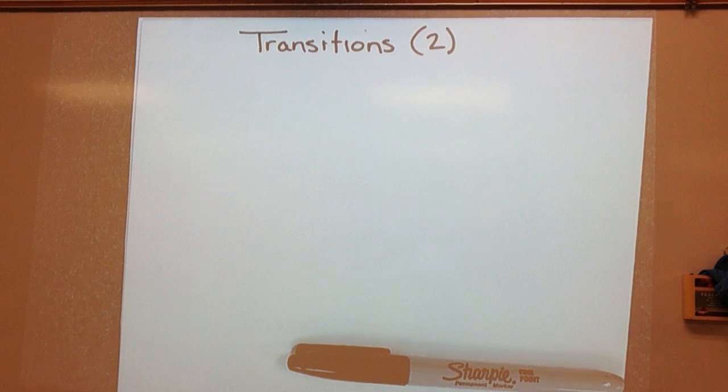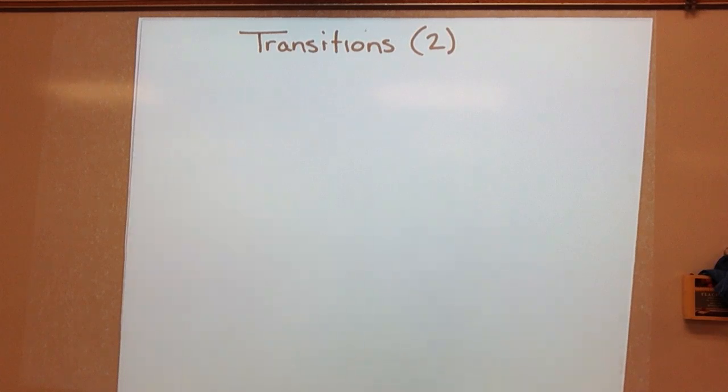So this is day 2 of transitions. Today what we're going to do is we're going to look at prime numbers. Going back to your elementary days, maybe you remember factor trees. That is one way of figuring out prime factorization. But we're going to look at what it means to be a prime number.